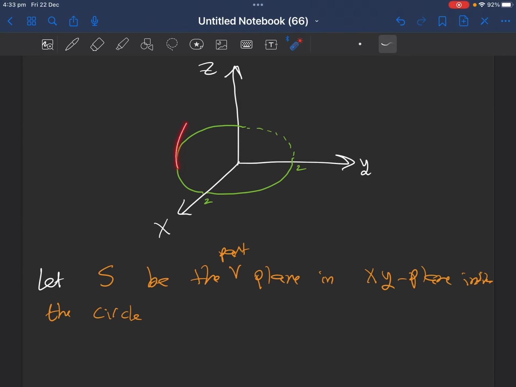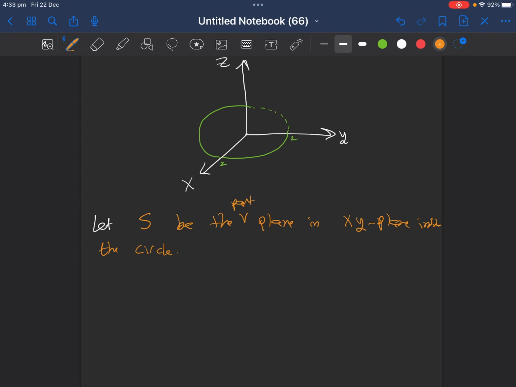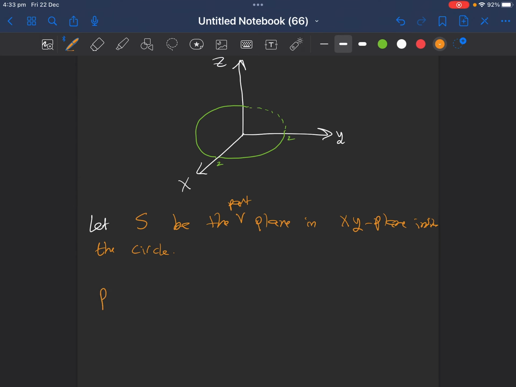So instead of going up and then I take the surface, I'll just take this part, which is again a surface. It's called S. The boundary of the surface is the circle. So this is something legitimate that I need and I can take. So that's S. Now you need to find parameterization for S.